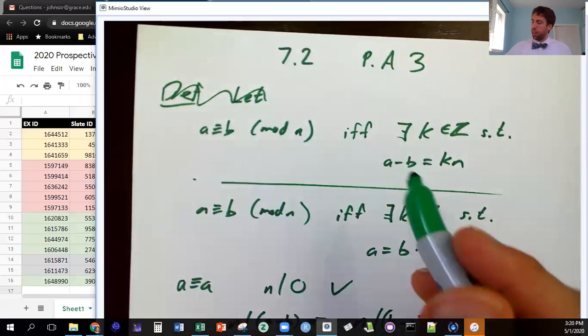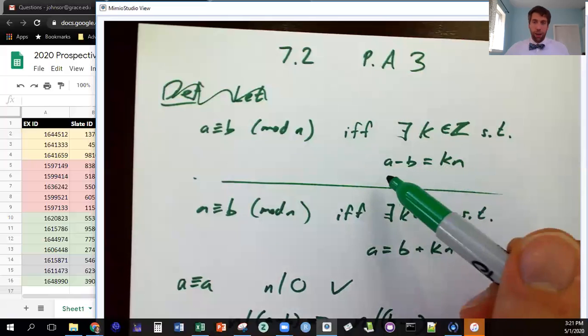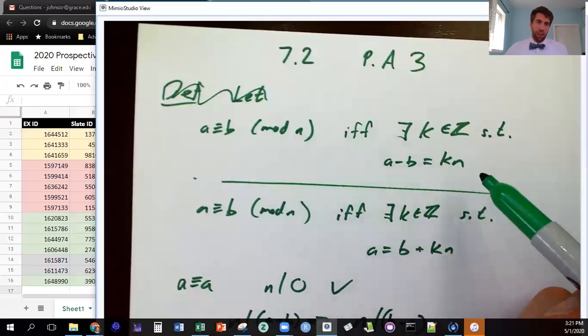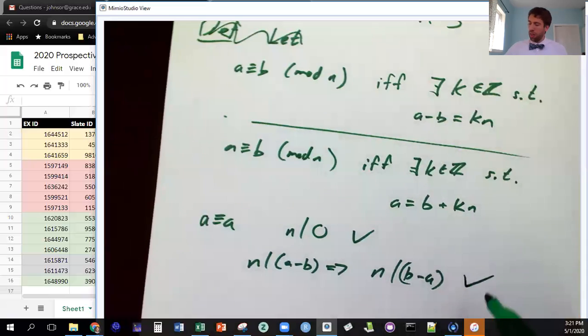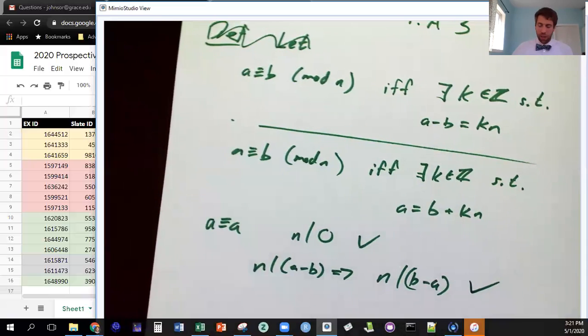Use this definition here. If a minus b equals kn, then b minus a equals negative kn. So it's symmetric. I'm not doing a full proof here, I'm just arguing and waving my hands a bit because of lack of time. Now, is it transitive? Yes.